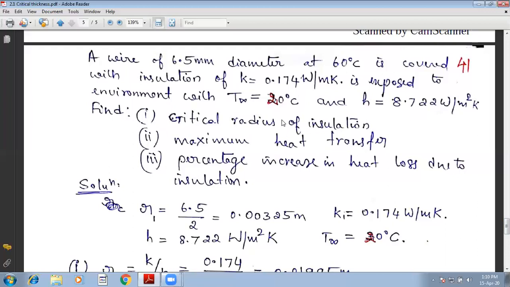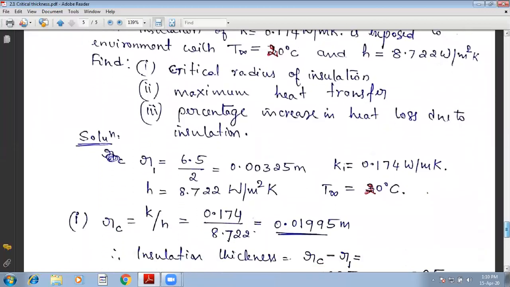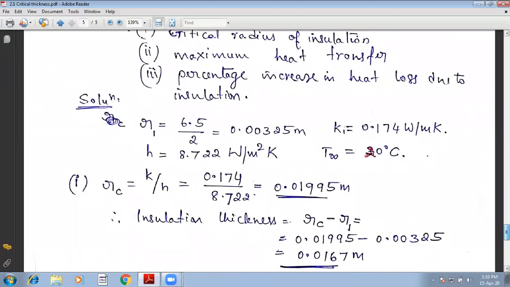You are asked to calculate critical radius of insulation. In the last class, we have discussed critical radius of insulation for cylinder is K by H, where K is 0.174 and H is 8.722. If you calculate critical radius of insulation, it comes out to be 0.01995 meters.